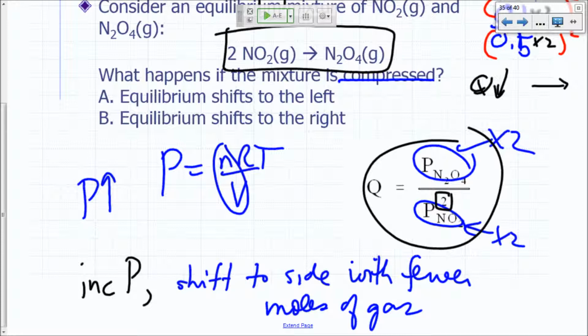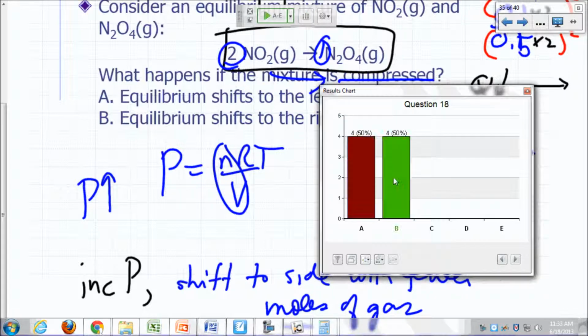And which side has fewer moles of gas? The right side. If you shift to the right, you're replacing 2 moles of gas by 1 mole of gas. And that's why our prediction is for it to shift to the right. So the correct answer in this case is shifts to the right.